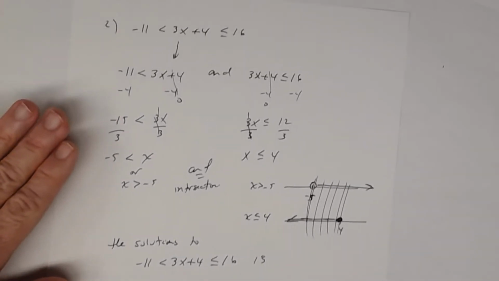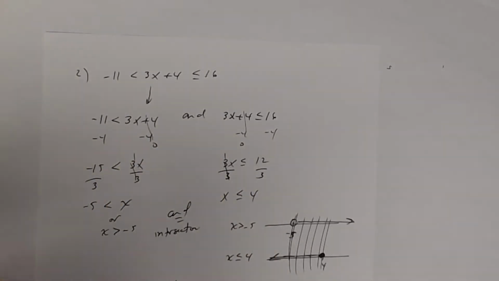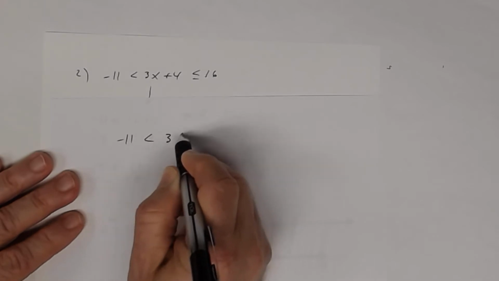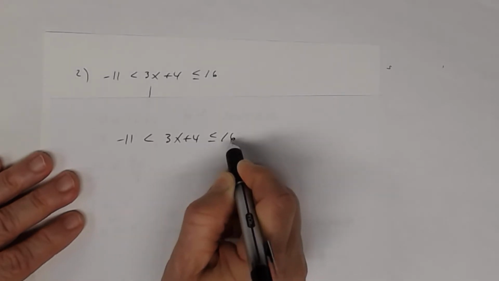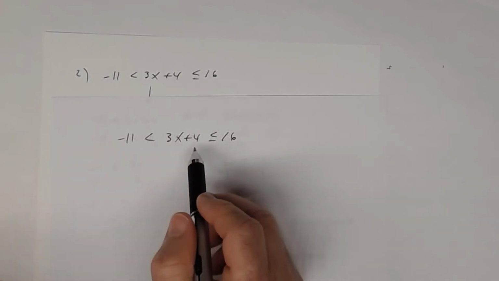Now I want to show you something. You see how it's written like this? So instead of breaking it down as an and statement, you could have done this. Let me show you. So negative 11 is less than 3x plus 4 is less than or equal to 16. So we have this compound inequality. We know it's an and statement.